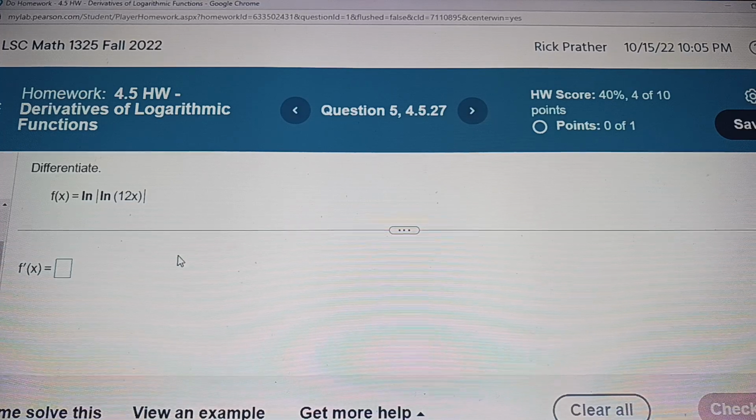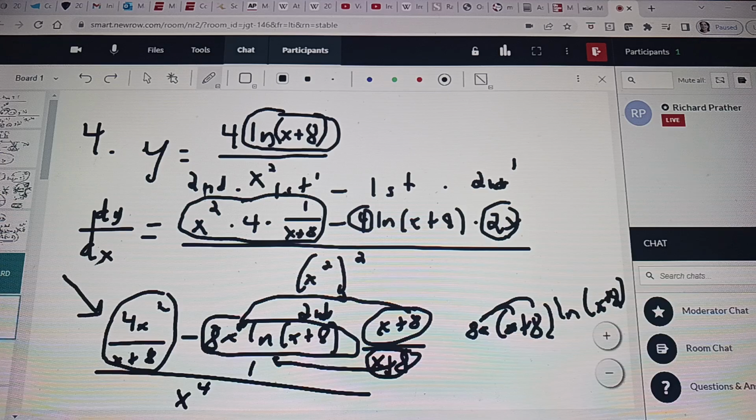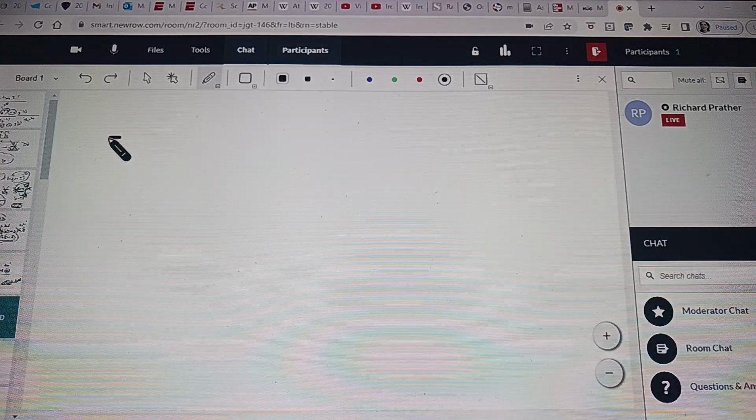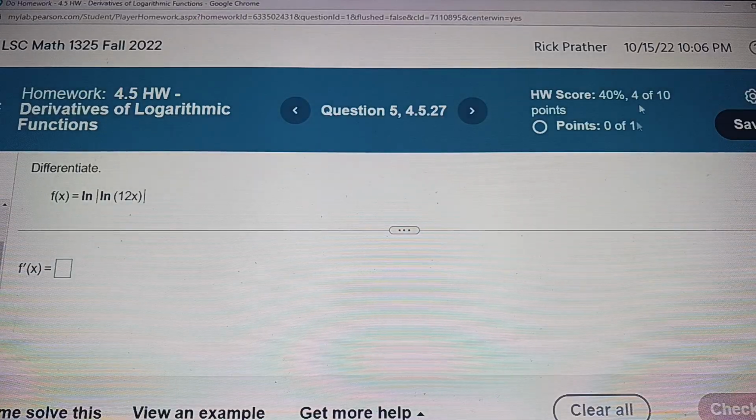Okay, you remember the movie Inception with Leonardo DiCaprio, where there was a dream inside of a dream? Here's a log inside of a log. Number 5, ln of 12x.